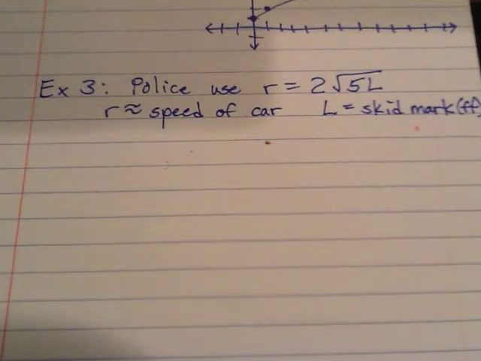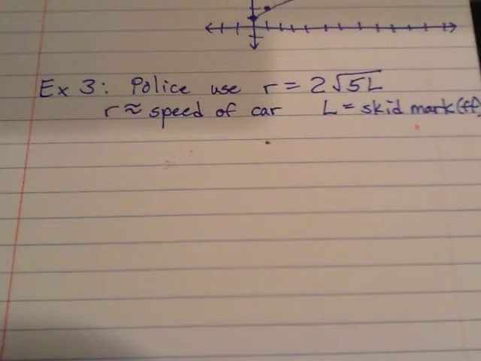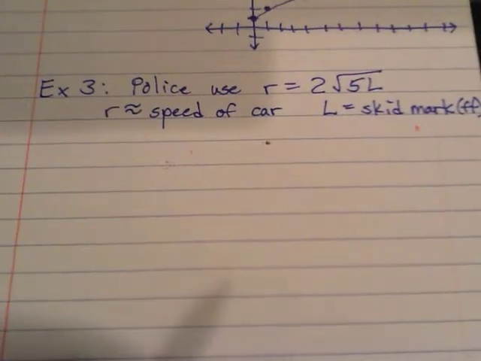So again, if you wanted to look at a chart that showed all the different ranges of the length of a skid mark versus the speed of a car, you could show that on a graph. And you would graph that the same way that you would graph these other graphs. So what's the first thing you're going to find? That's right, you're going to find your domain. So you go ahead and look for domain.